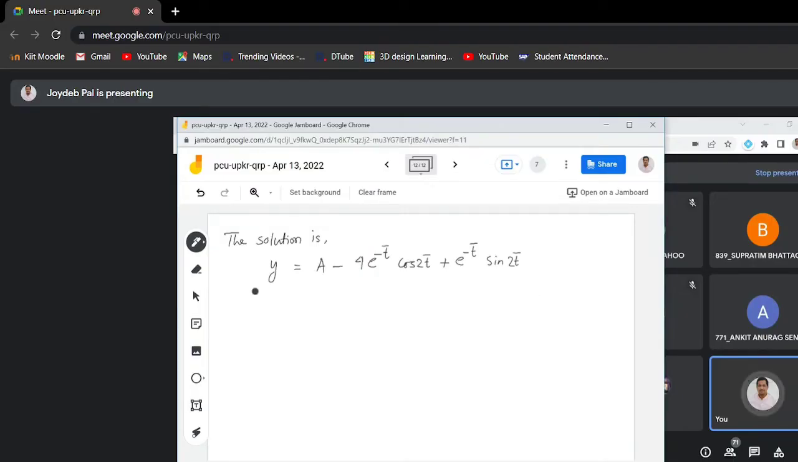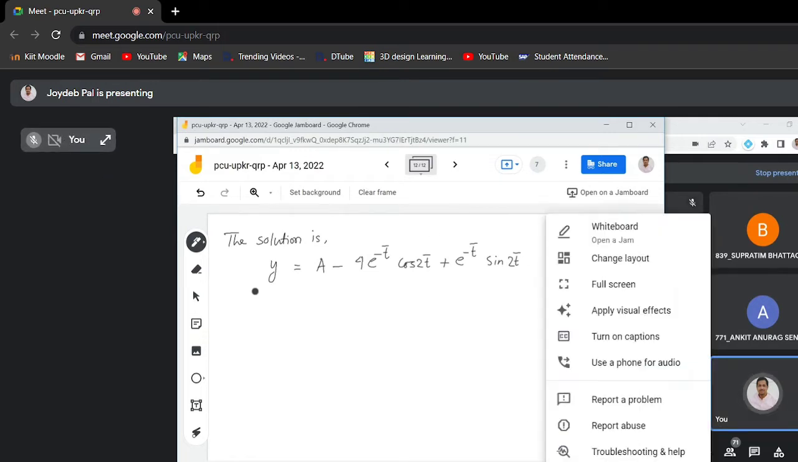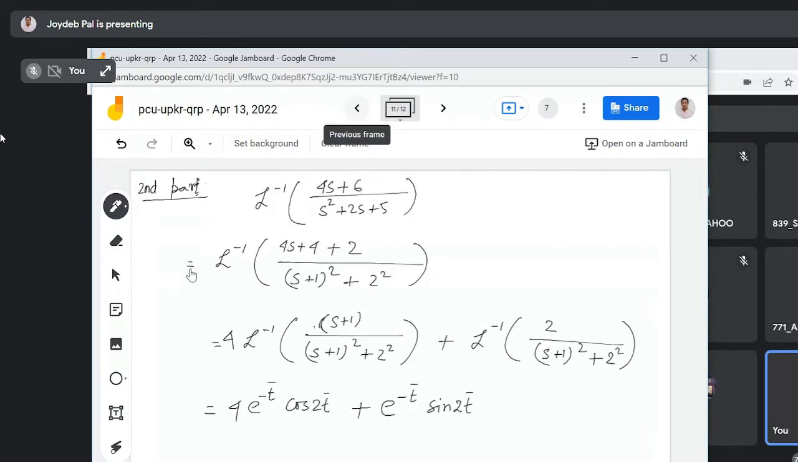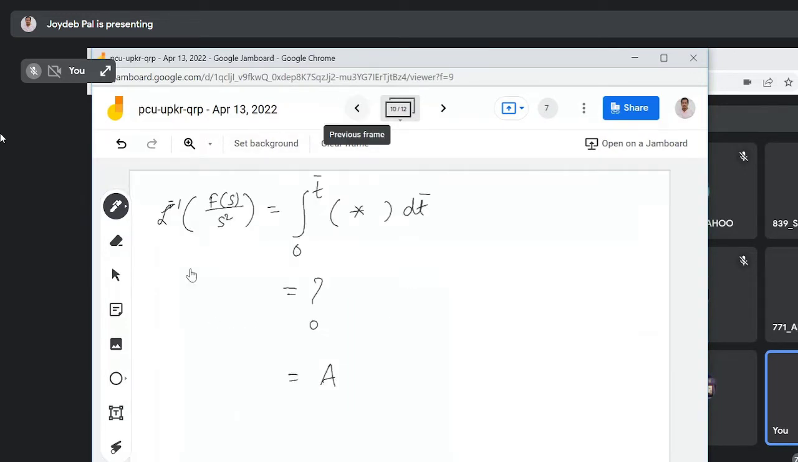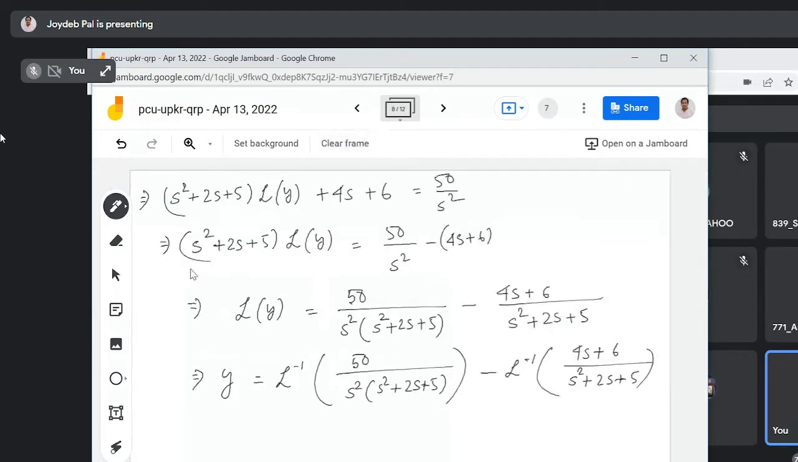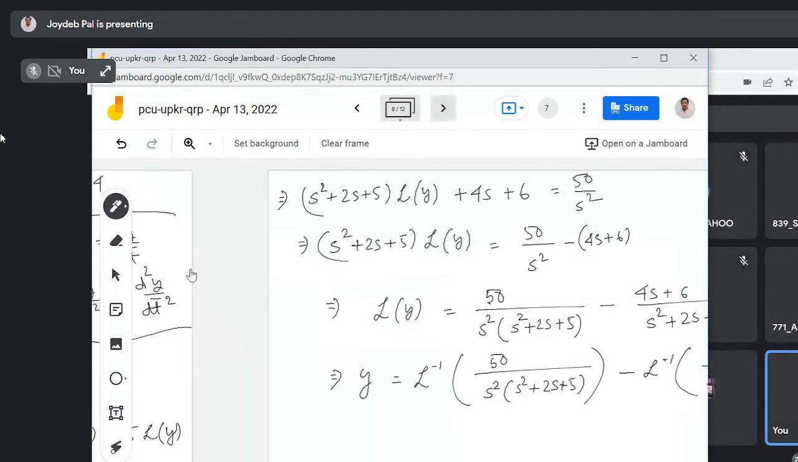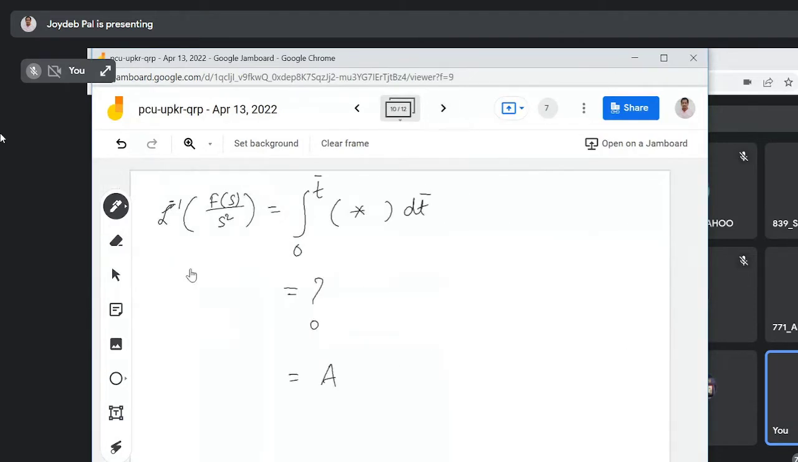Look, it is not completed yet because the final solution is in terms of t bar. Actually, this y is a function of t bar, okay. So ultimately the solution should be in terms of y and t. So at last you have to use the substitution, okay, this substitution, t bar, that is t minus 2, fine. So lastly I will write the solution.